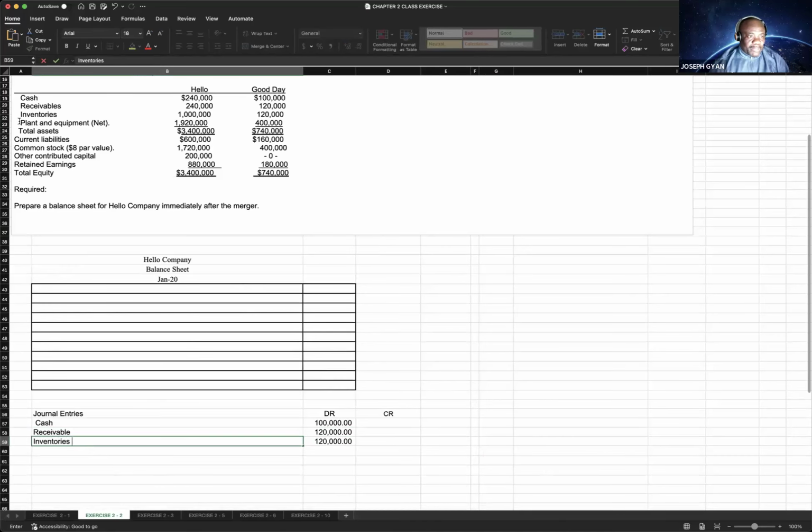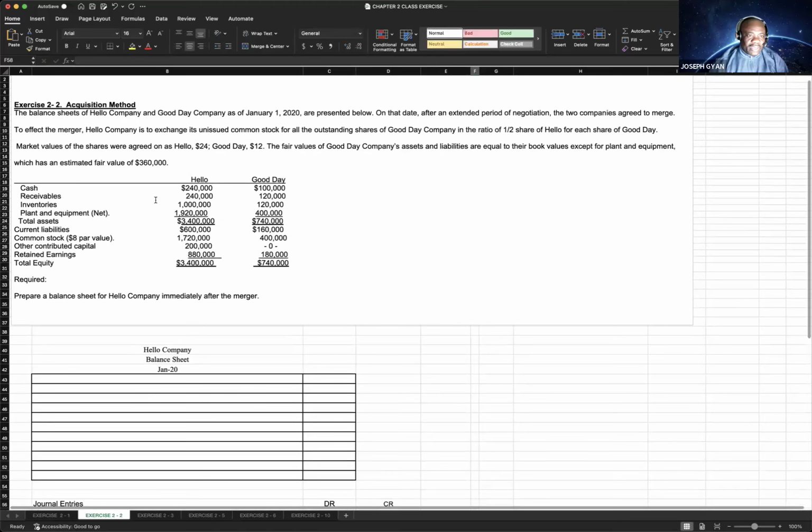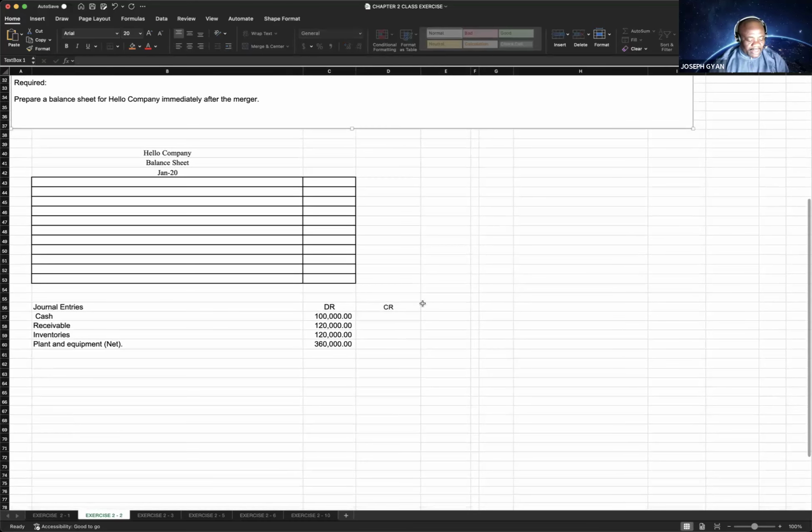Then they have the PPE. The net PPE here is 360,000. Why 360,000? Because they said when it comes to the plant and equipment, the market value is 360,000.